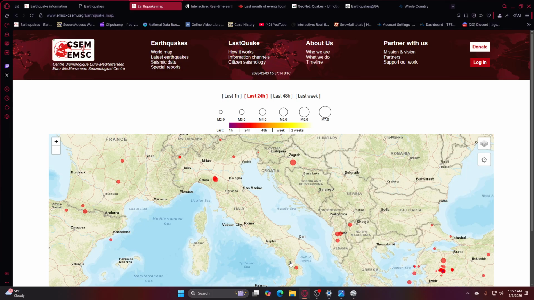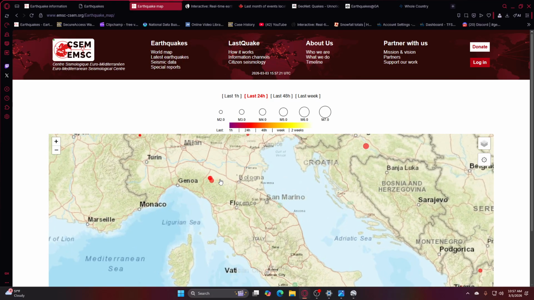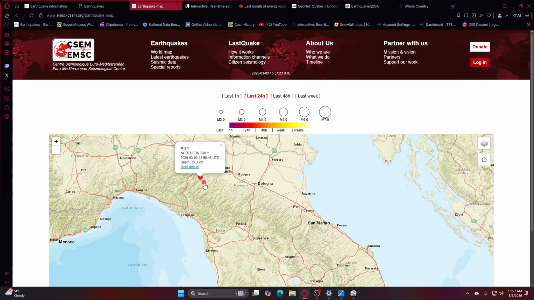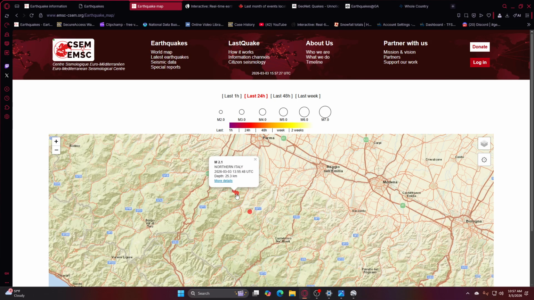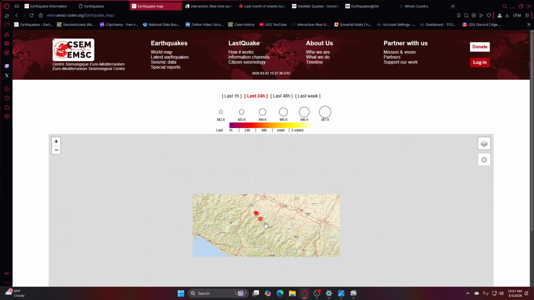So let's take a peek here at these earthquakes. This was today, it was a 2.0. This was today, it was a 2.1. This was today, it was a 2.5. And this was today, and it was a 2.6.